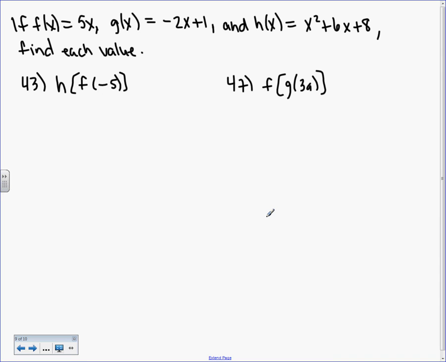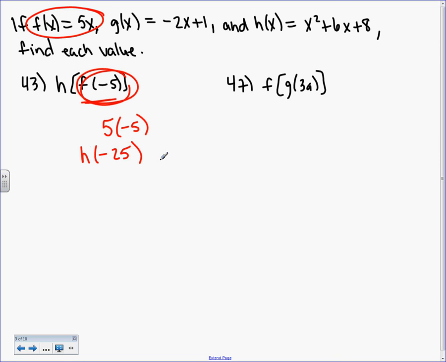Okay, so where am I at? 43. If f of x is that, g of x is that, and h of x is that, find each value. These are actually a lot easier in my opinion. Where do I start, h or f? F. In my f function, right here, what do I replace x with? Here's my f function. What goes instead of x? Negative 5, right? So I get negative 25. The answer to this is negative 25.